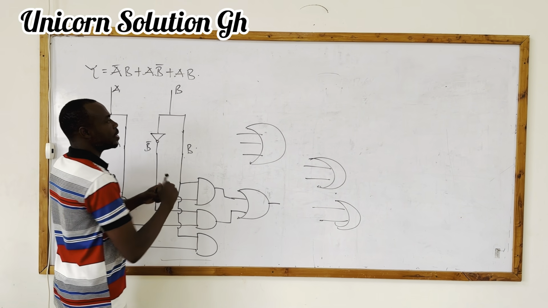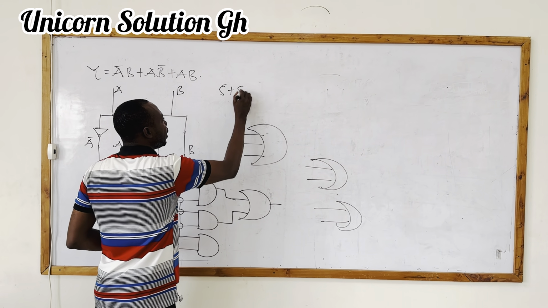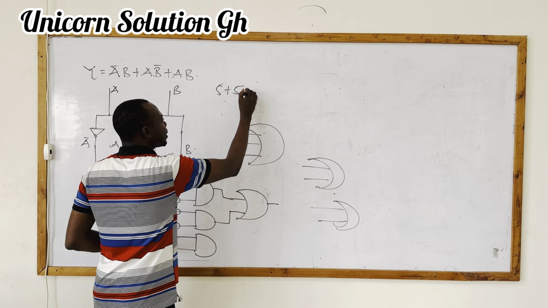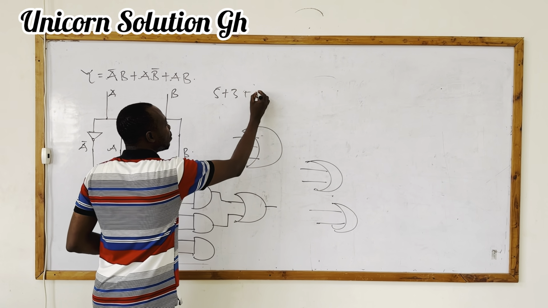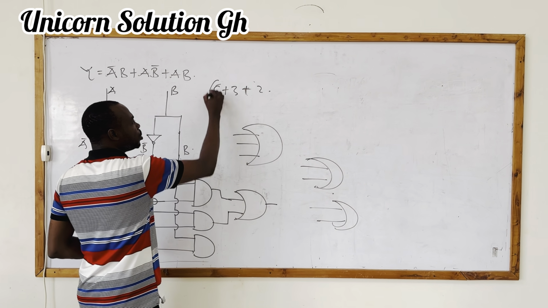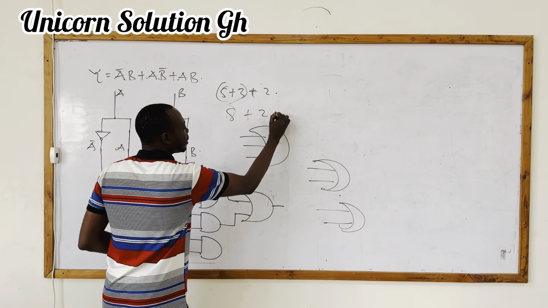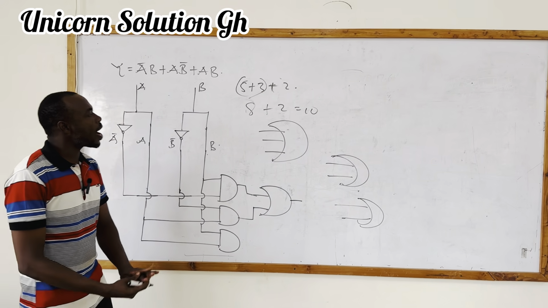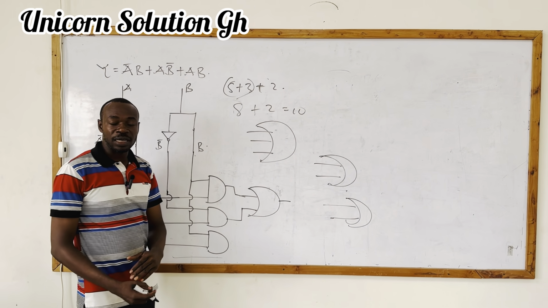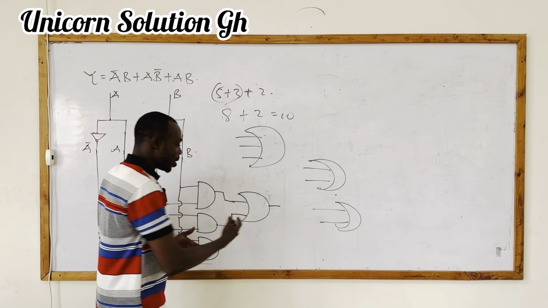So it's simple. It's just like I have 5 plus 3 plus 2. I can choose to work this and get 8 before adding it to this to get my 10. It's the same way. Or I can choose to type them straight away and get my answer. So we are doing this systematically.